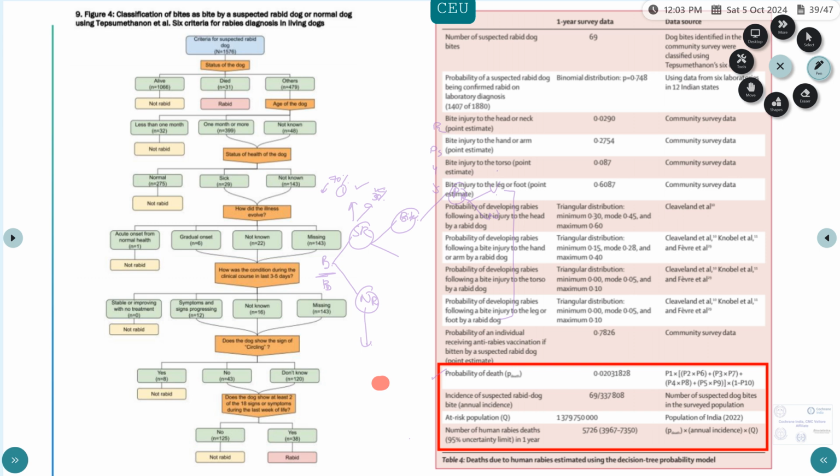When we said that some animals are observed for 10 days and all, this is all recalled information by the participants themselves.